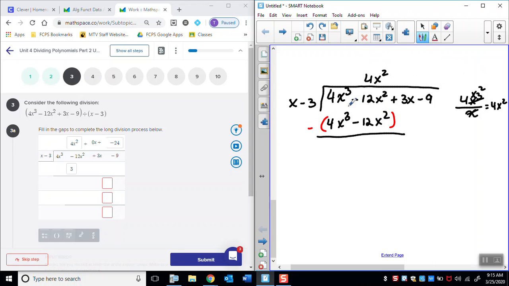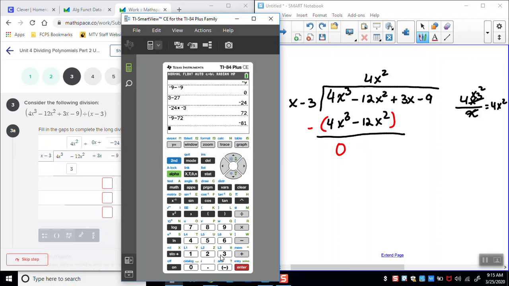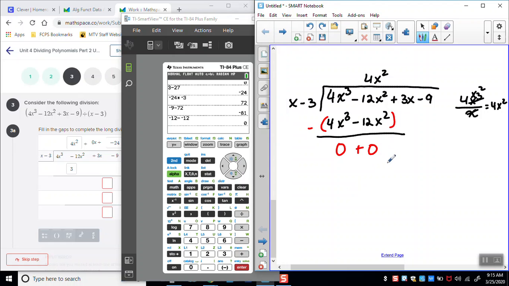And now when we subtract them out, 4 minus 4 is 0. Negative 12 minus negative 12 is also 0, if you want to see that. So plus 0. Okay. And since all of this came out to be 0, I'm just going to bring down the plus 3.